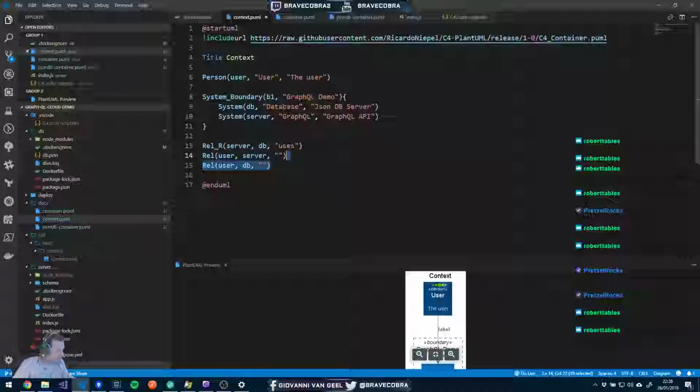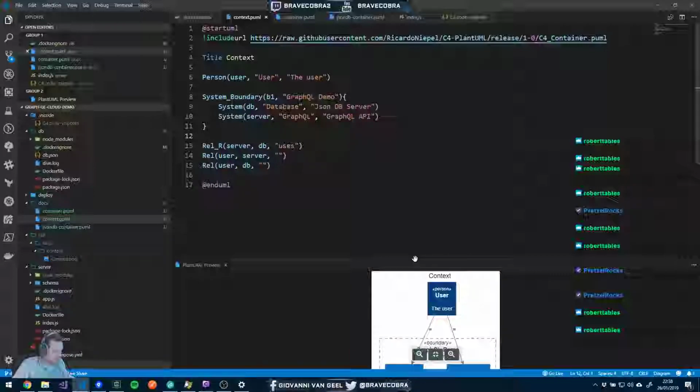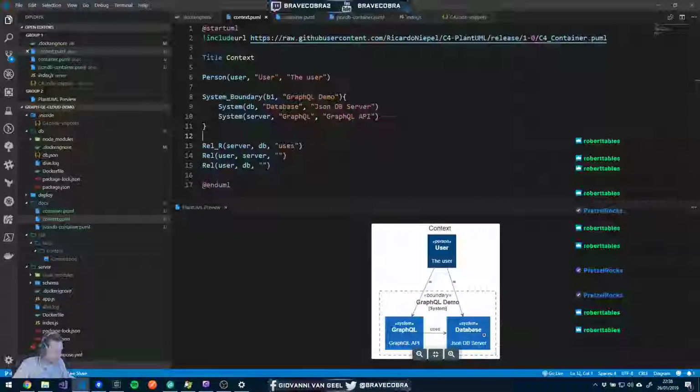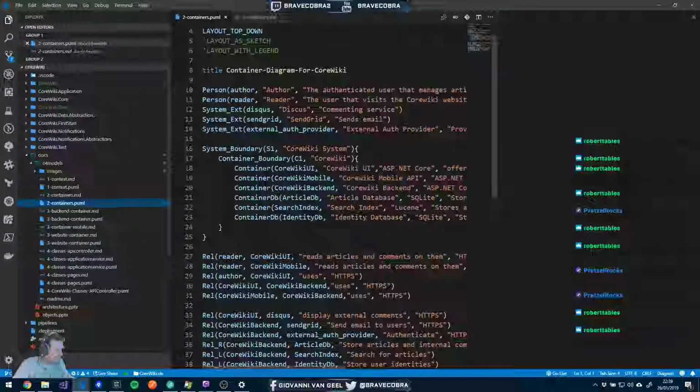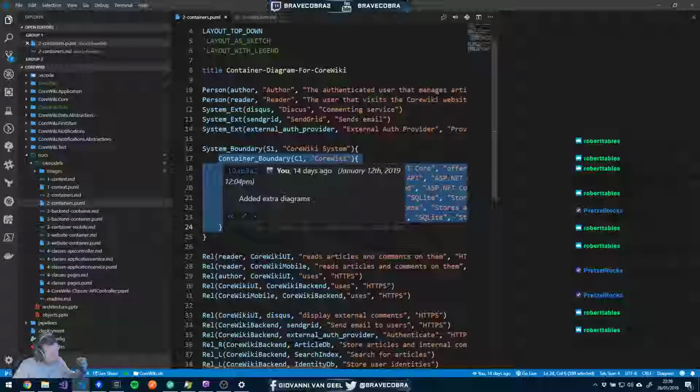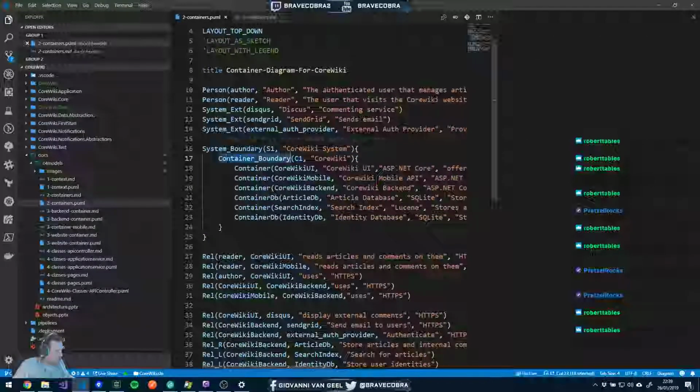So there should be the context. We have person, system boundary system. We don't have any external systems, right? So that's good. This one is okay. Level 2. On the level 2 part, we're doing the same thing basically, but we're exploding that one little system into something with a container boundary and then describe the individual containers which are in there. Okay, so let's do that.